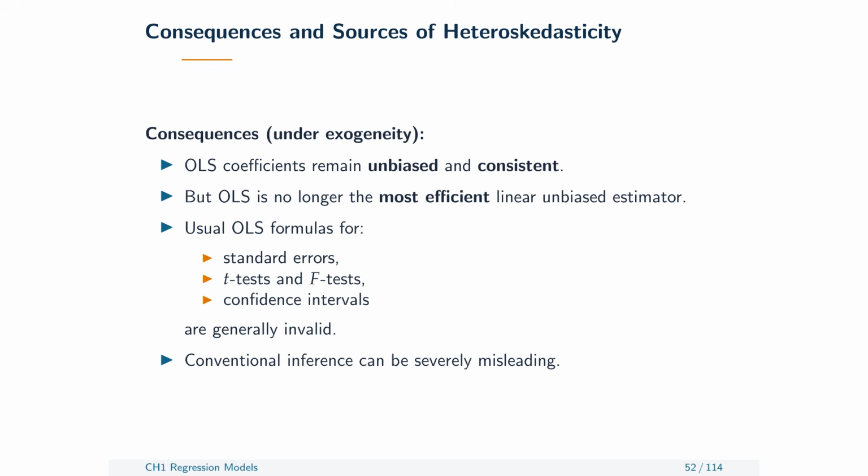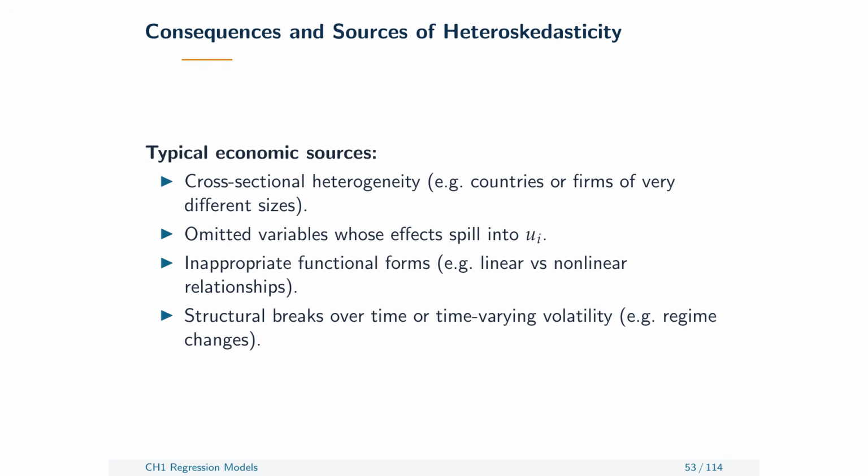The conditional mean may still be correctly specified, yet the cloud of outcomes can be narrow for some observations and wide for others. This pattern is common in cross-sectional economics. Larger firms can have more variable profits than smaller firms. Higher income households can display a wider range of expenditure. Countries of different sizes may have very different shock magnitudes. Heteroskedasticity can also signal an omitted variable, an inappropriate functional form, or a structural change.